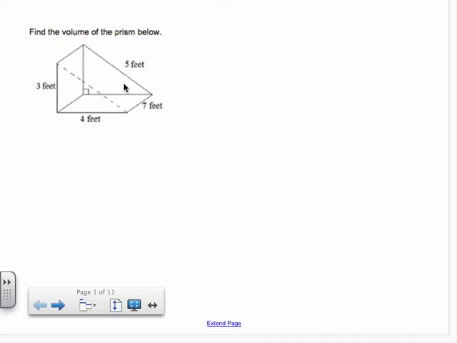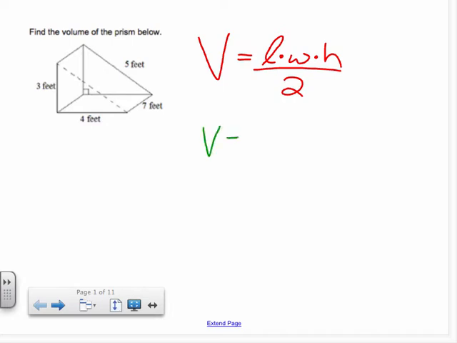All right, so we're looking right here at a triangular prism. To find the volume of this triangular prism, we want to use this formula. We are going to do length times width times height, but because it's a triangular prism, we want to divide that by 2. So we're going to plug in our numbers. Our length is 7 feet, our width is 4 feet, and our height is 3 feet. And we want to divide the whole thing by 2 because it is a triangle.